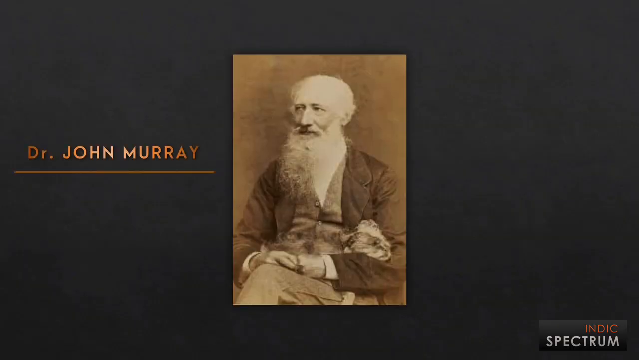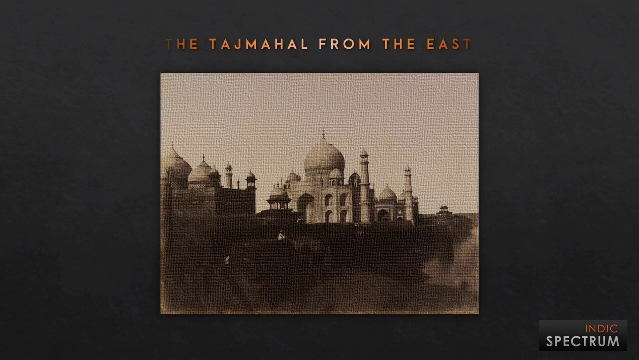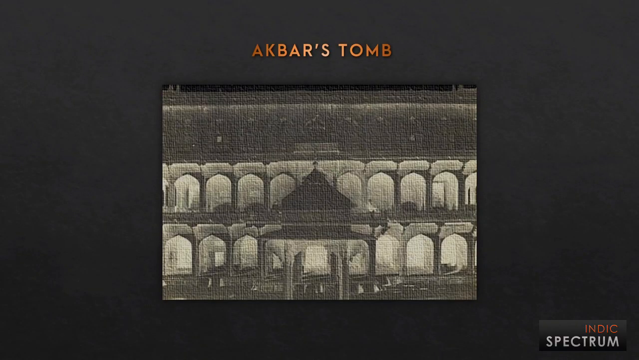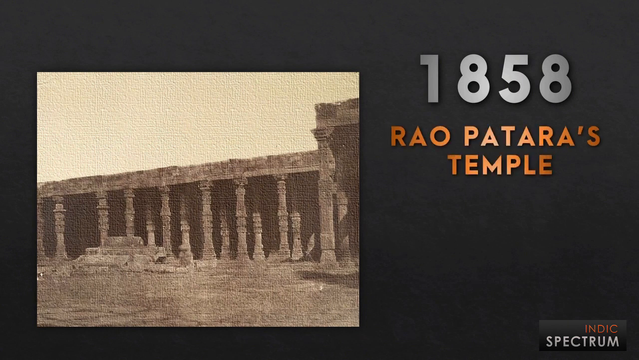This is Dr. John Murray, a Scottish-born doctor, employee of East India Company, who later became a renowned photographer. He took several popular photographs representing British India, like the Taj Mahal from the east, Akbar's tomb, and many more. In 1858, he took this photograph, which is captioned as Pagan Temple in British Museum archives.